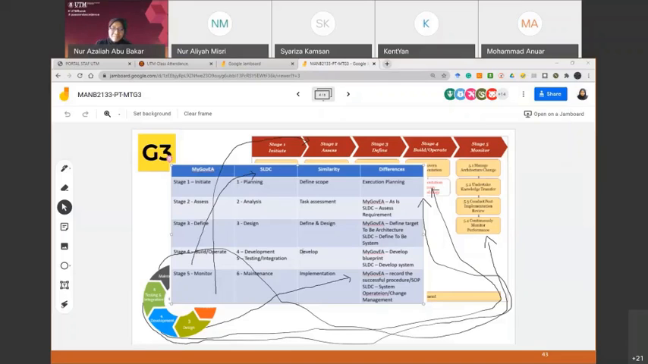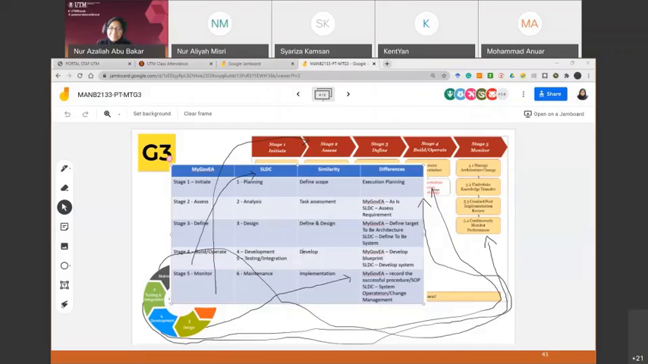In stage 2, the assessment, for MyGov EA we assess the as-is architecture, but in SDLC we assess the requirements for the software. In stage 3, define, in MyGov EA we define the target or to-be architecture, but in SDLC we define the to-be system. We define how the system will look like, what infrastructure to be used, things like that.